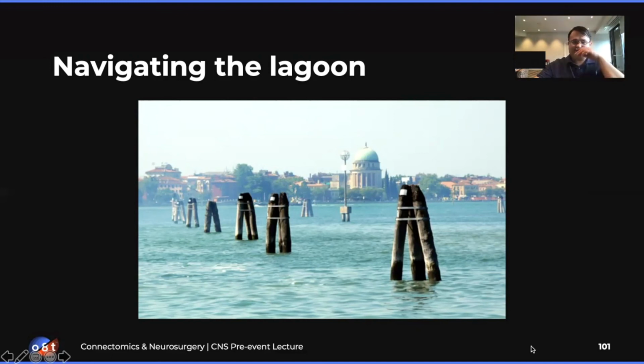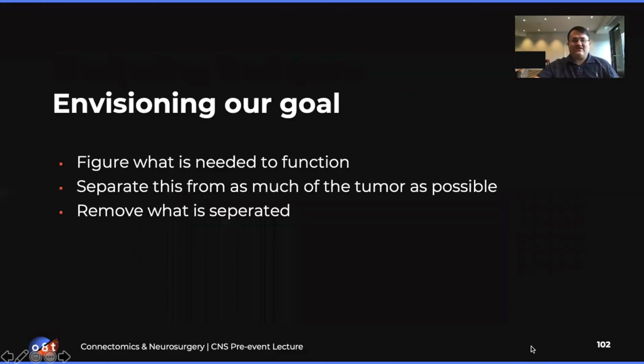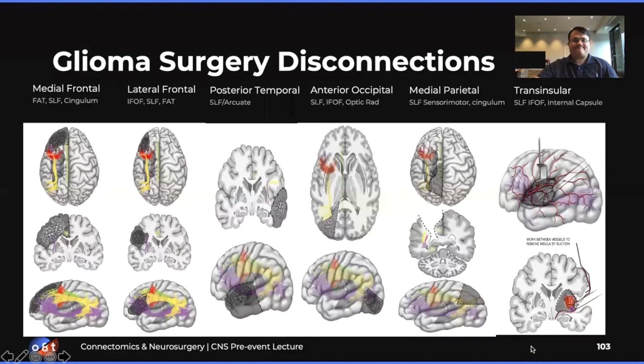So DTI allows us to understand the framework of the subcortical space and to figure out how we separate this from the tumor. What do we care about? And how to make goals and plans for surgery based on facts.